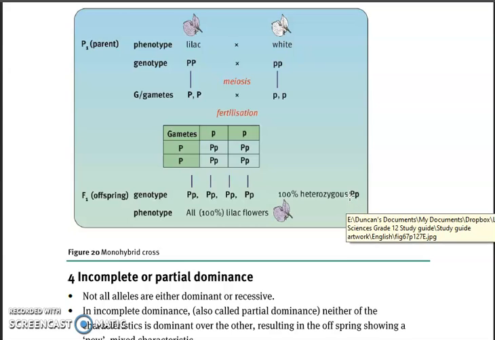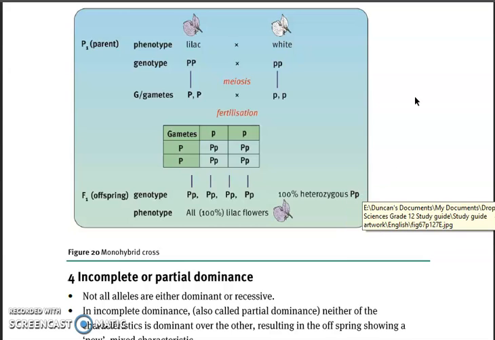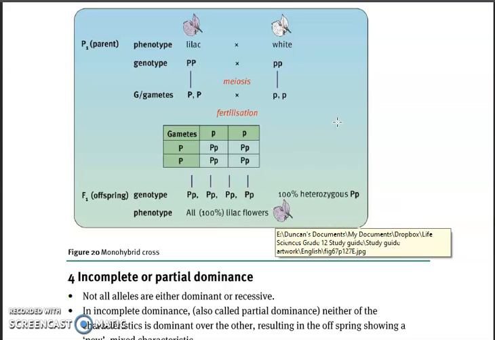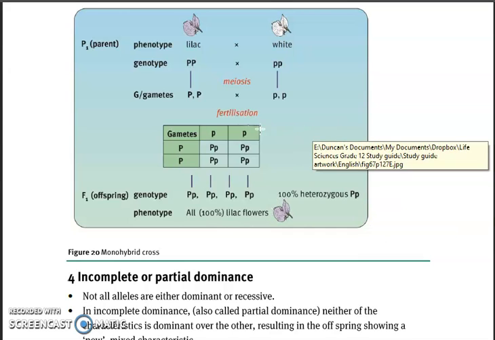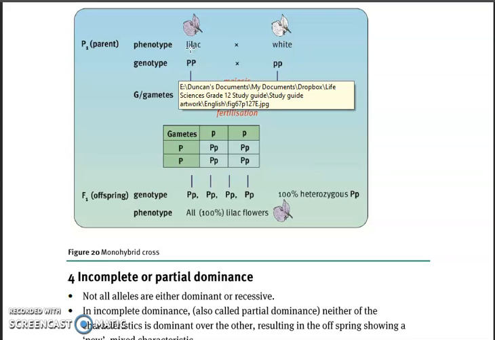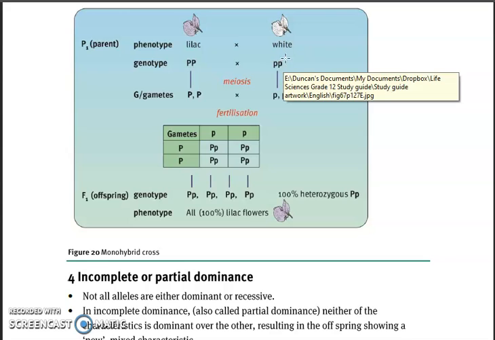So our ratio in the end is 100% heterozygous lilac, which is capital P, little p. And our phenotype, all are lilac flowers. So this holds true whenever a homozygous dominant is crossed with a homozygous recessive. So let's look at some examples of our own.